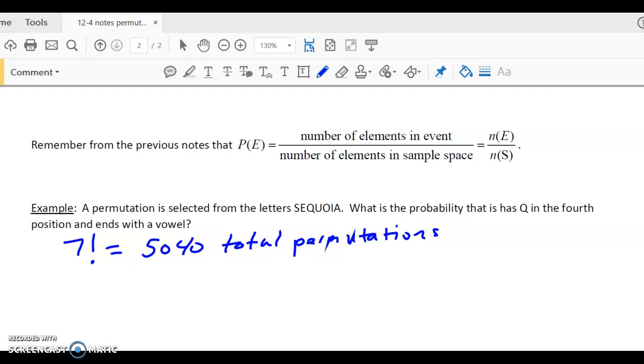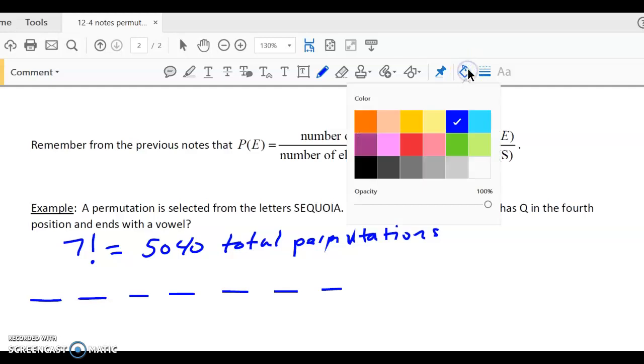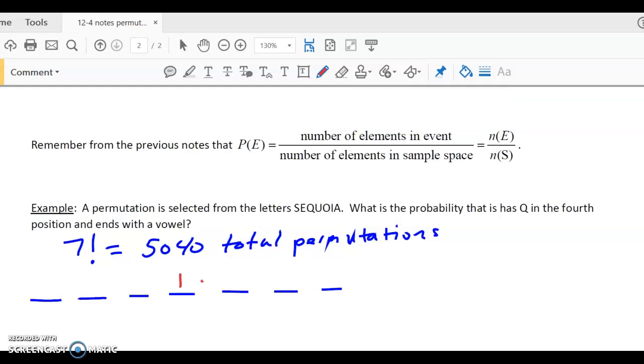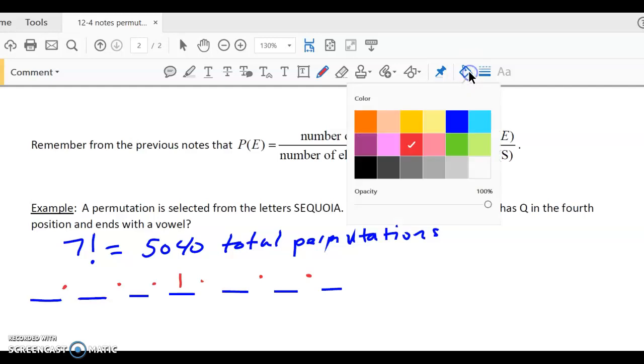Now we have to take the case where the Q is in the 4th position. So I would write out 7 answer blanks. And we know that Q is only one choice for the 4th position. Then a vowel must be in the last position, so I would go with the vowel on my next choice. There are 5 vowels to choose from.